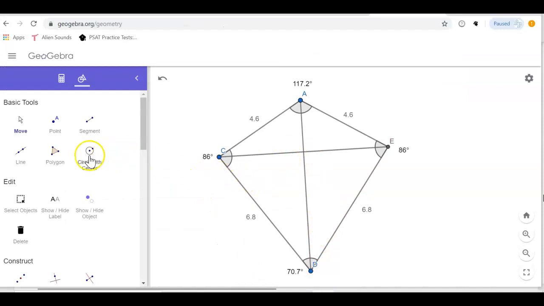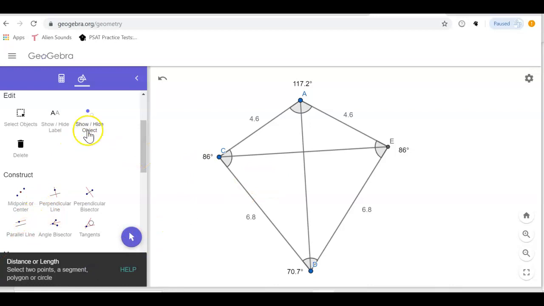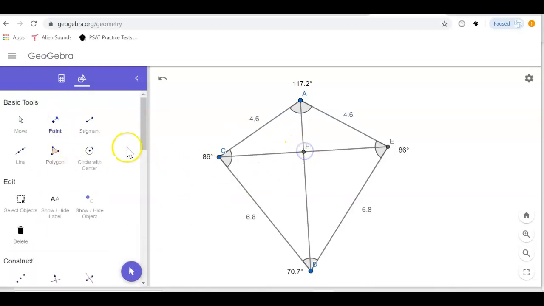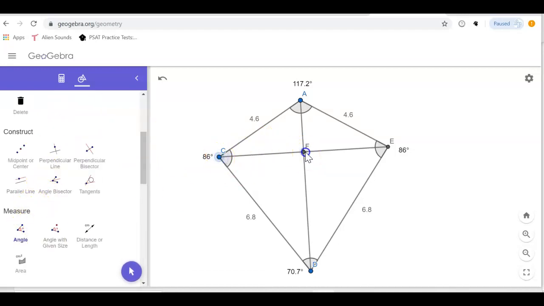Okay, so now when I construct the other diagonal, right away, do the diagonals bisect each other? You'll see here when I plot a point at the intersection here, right? Do the diagonals bisect each other here?